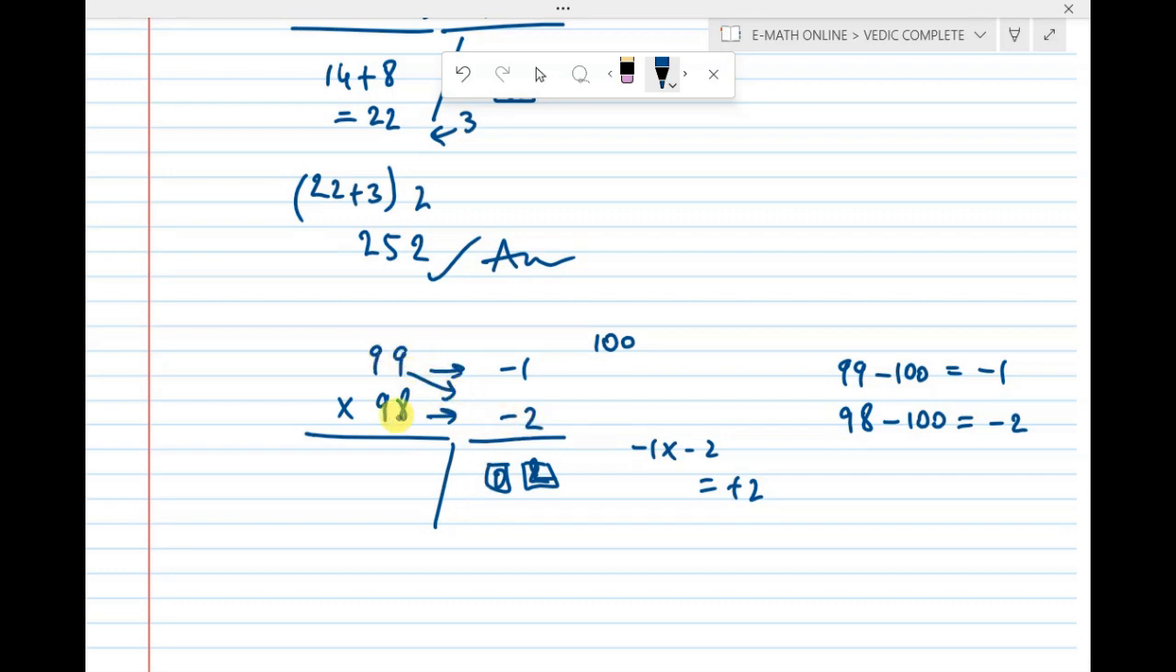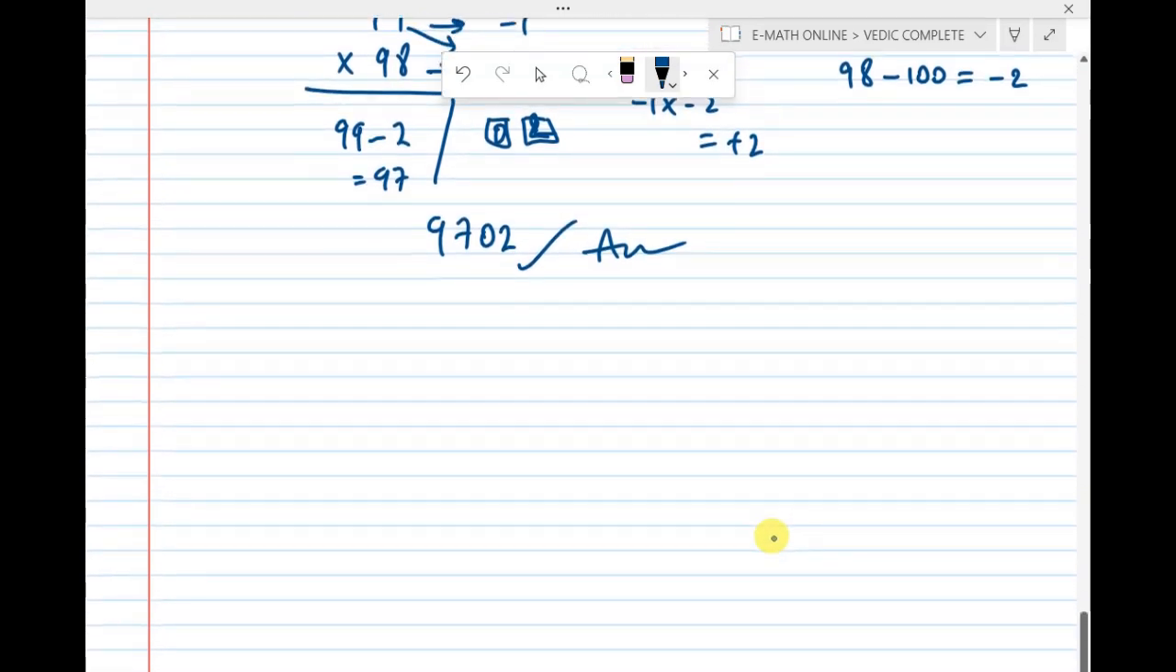Now, either we will do 99 minus 2 or 98 minus 1. Both will be the same. So 99 minus 2 is how much? It will be 97. So the answer is 9702. That is the answer. Understood? Okay, we will do one more example.